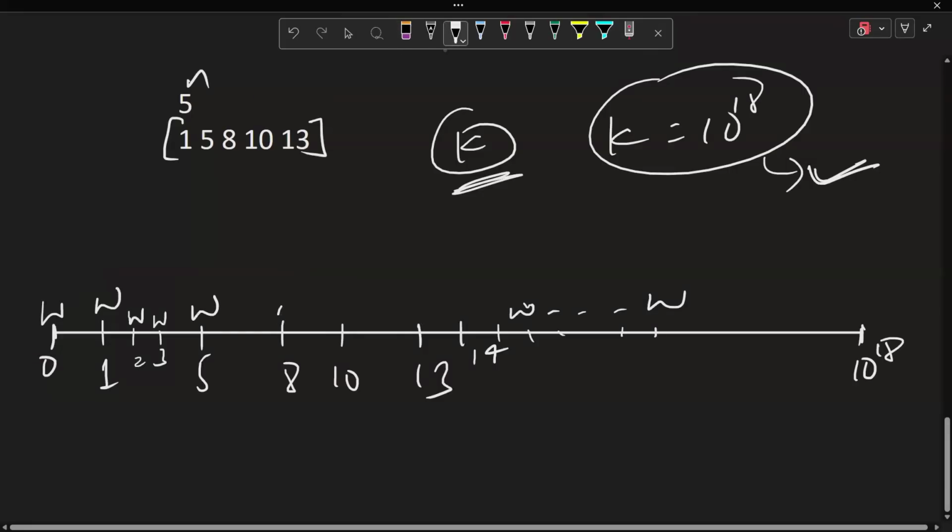This was white, this was white, this was white, white, white, and all the remaining were also white. Okay, and you need to paint these cells black: 1, 5, 8, 10, and 13. How would you do that?